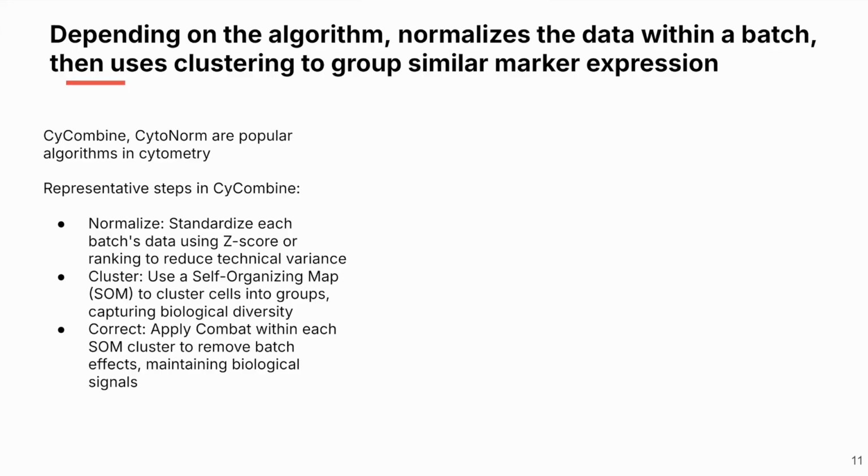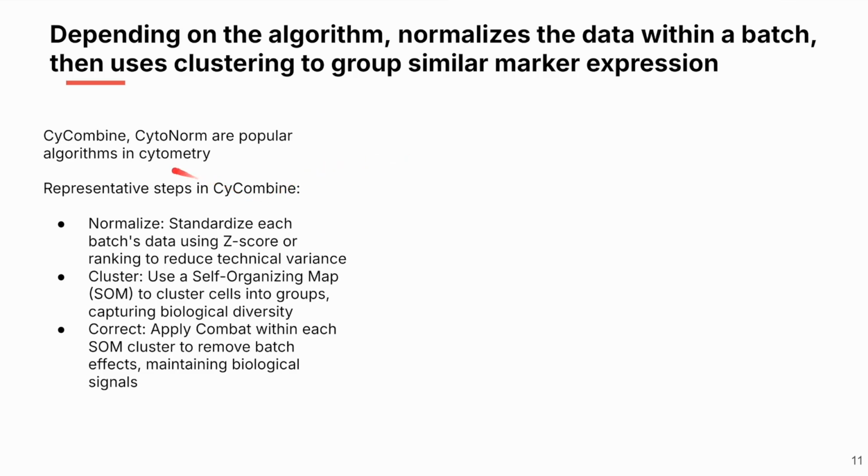So how does it work? We're not going to do a full tutorial today, but depending on the algorithm, you usually normalize the data within a batch, cluster the cells together, group them together using similar marker expression, and then apply techniques to assign and renormalize the data and remove these batch effects.